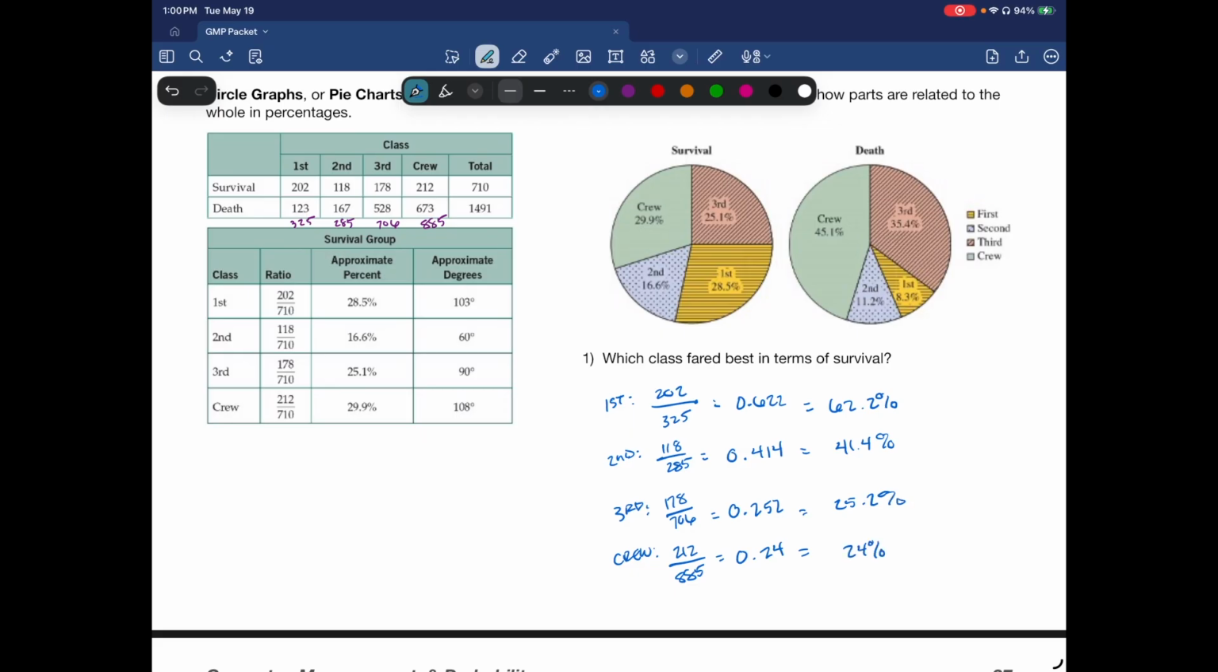And so which class fared better? Well, that would be first class. They had the highest survival rate based on how many were in first class.